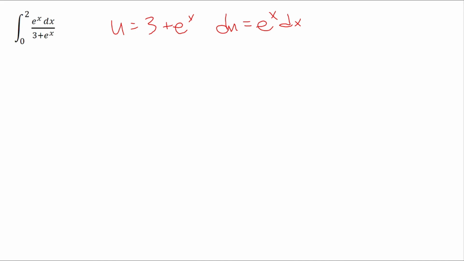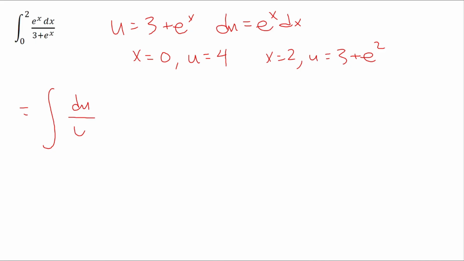So we do need to convert the limits of integration. When x is 0, u is 3 plus e to the 0, which is 4, right? 3 plus 1. And when x is 2, then u is 3 plus e squared. So not that great of a number, but that's fine. So we'll just rewrite this integral as the integral of du over u, evaluated from 4 to 3 plus e squared. Right.